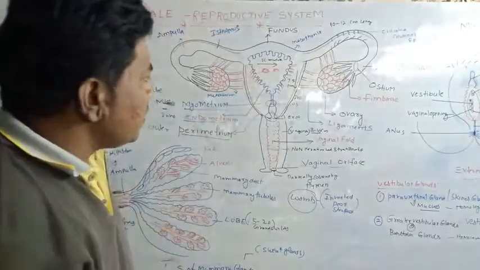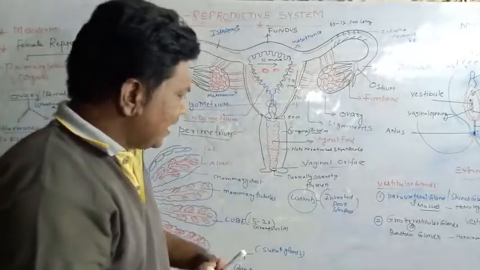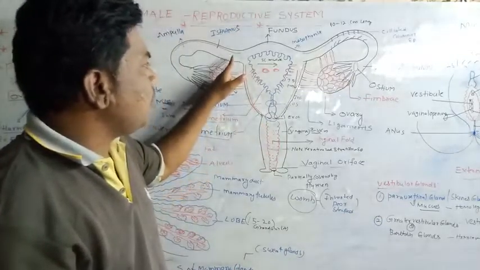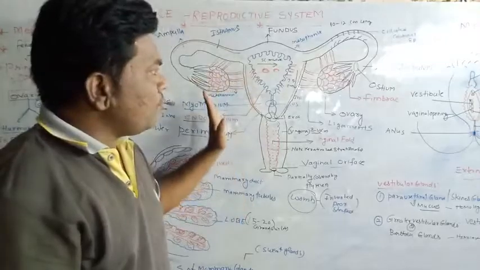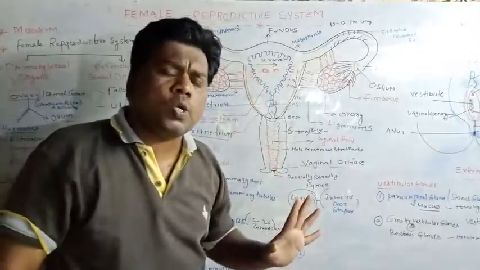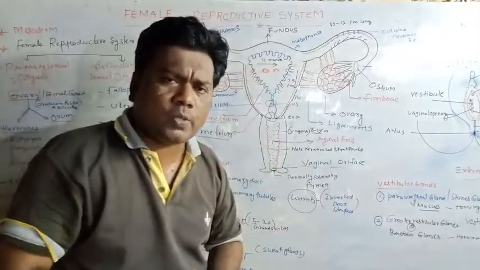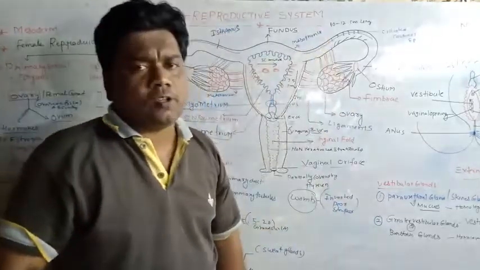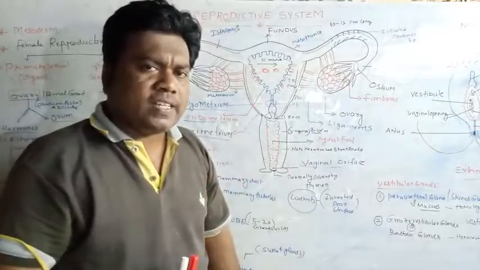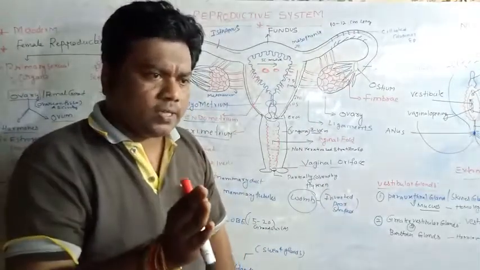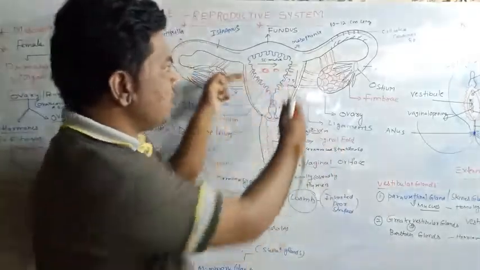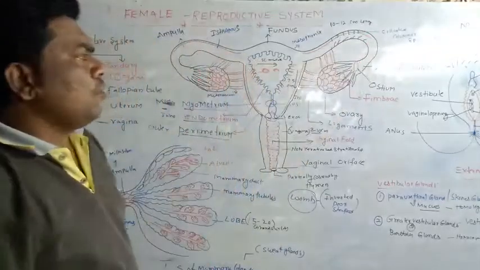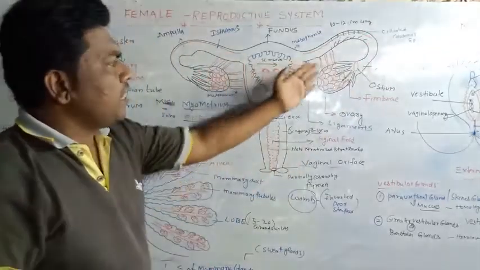After the uterus, we have to discuss the next one, the fallopian tube. So what is the fallopian tube, beta? The fallopian tube is also known as the oviduct. The oviduct is about 10 to 12 centimeters long. You can see here, this is the right fallopian tube, and this is the left fallopian tube.